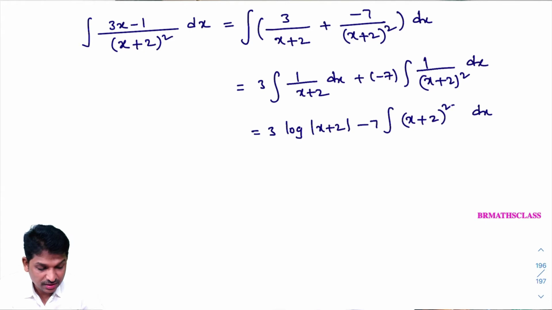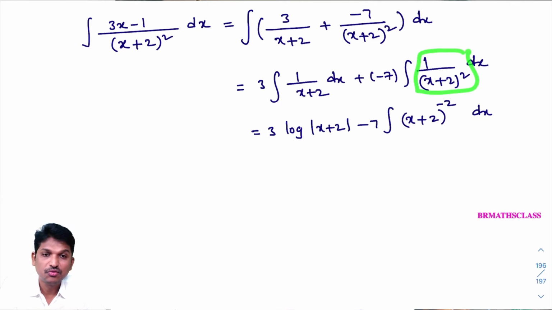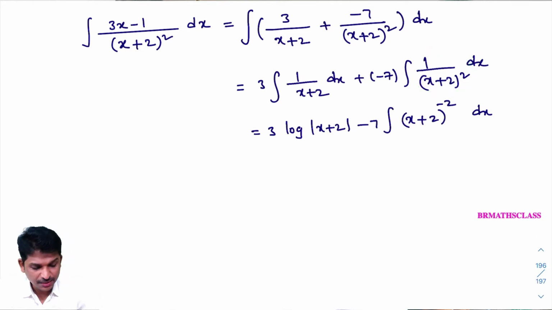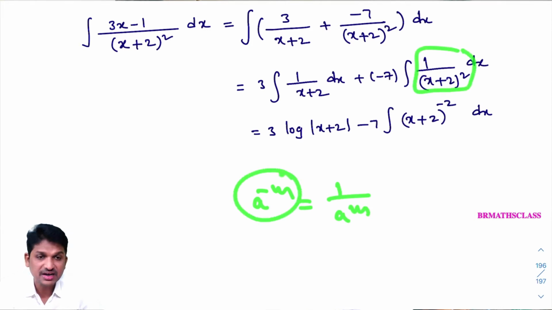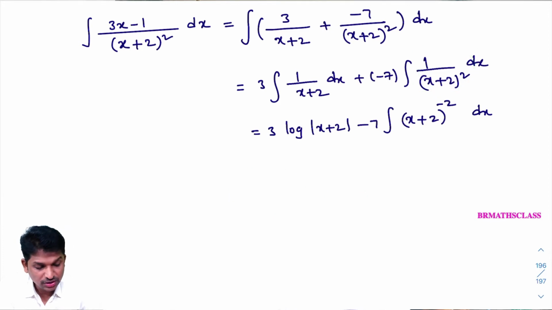Look here. This 1 divided by x plus 2 whole square is there, right? 1 divided by x plus 2 whole square can be written as x plus 2 whole power minus 2. A power minus m is 1 divided by a power m. You know this. Here 1 divided by a power m, I have written as a power minus m. Now, how to integrate this part? Look here. Here I can write into 1.